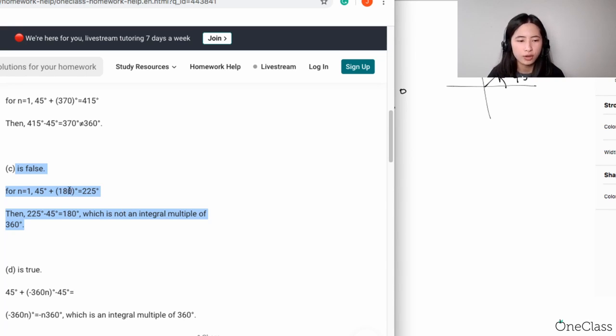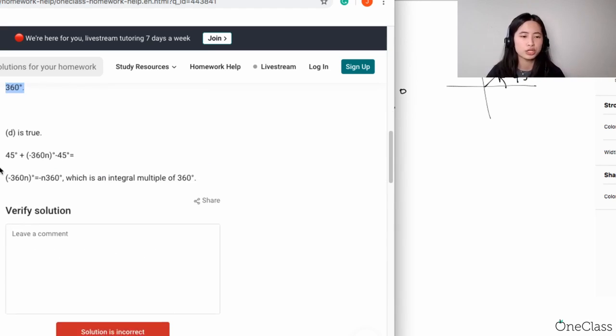As you can see, if you have times 1, remember, it's 45 plus 180n, so with n being 1, you multiply that by 180 and you get 225 degrees. Great, so we know that the second angle, theta 2, is 225. Now we're comparing 225 degrees and 45 degrees. When you subtract the two, you get 180. As you can see, 180 degrees is not a multiple of 360, so that's why C is false, and that's correct.